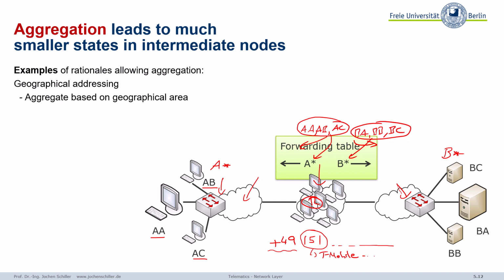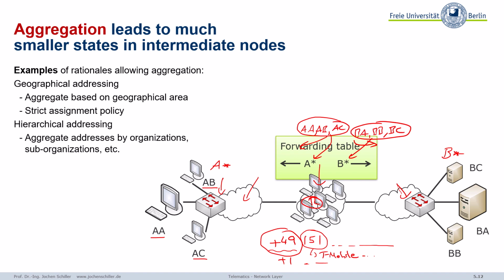So we can do aggregation based on geographical aggregation, like the phone numbers. That was the basic idea. This is the country, the geographical area, and you have a quite strict assignment policy. 49 is Germany, 1 is the US, and so on. So that's quite strict, geographical, by countries.